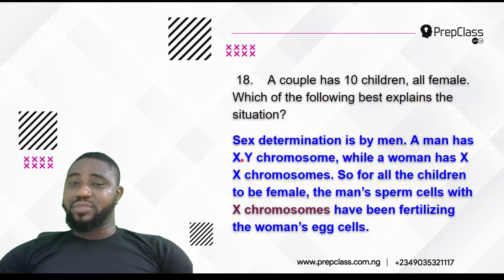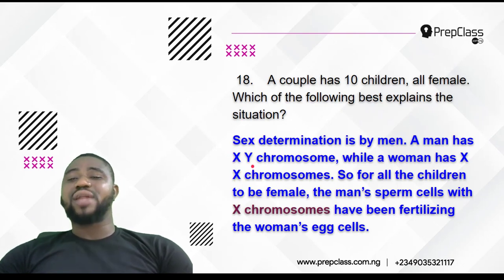So some of those sperm cells will carry X chromosomes or Y chromosomes. The woman's egg cell can only be X. She doesn't have Y chromosomes, only X. So for the man, those millions of sperm cells, some are X chromosomes, some are Y chromosomes.